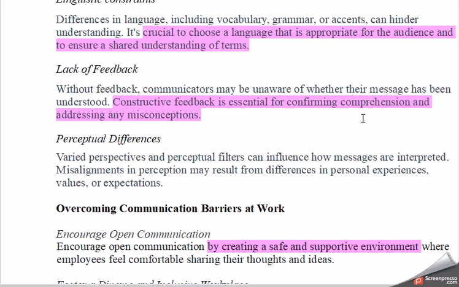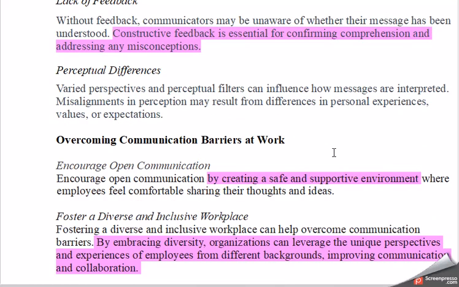Lack of feedback. Constructive feedback is essential for confirming comprehension and addressing any misconceptions. Perceptual differences. There are different perspectives to a single thought. So, varied perspectives and perceptual filters can influence how messages are interpreted. Misalignment in perception may result from differences in personal experiences, values, or expectations.